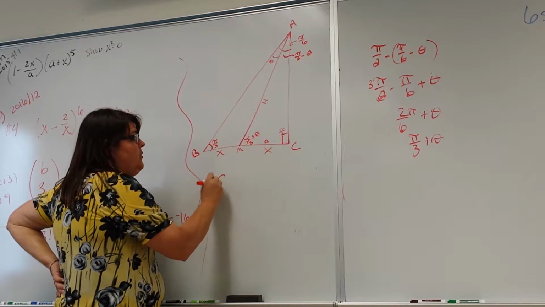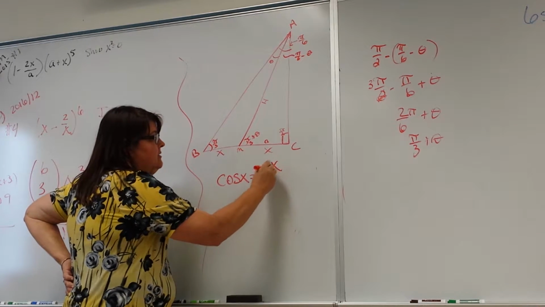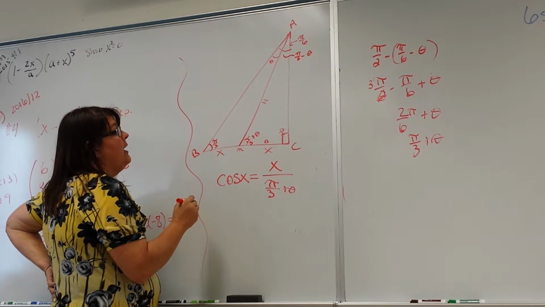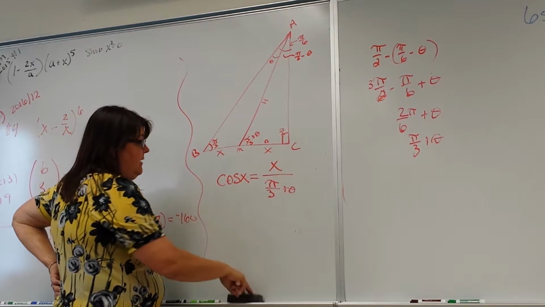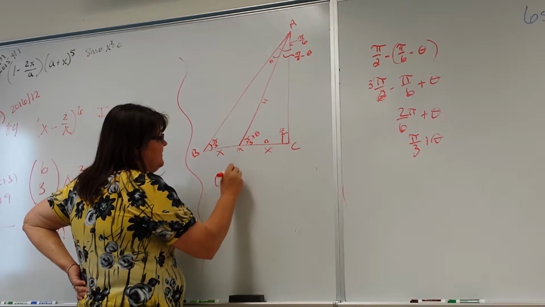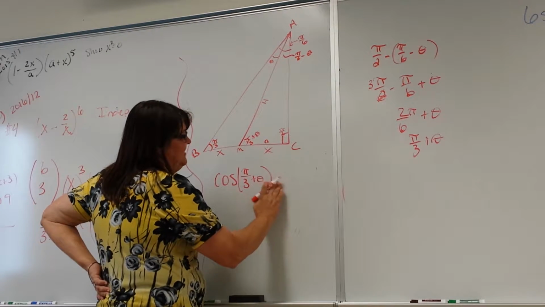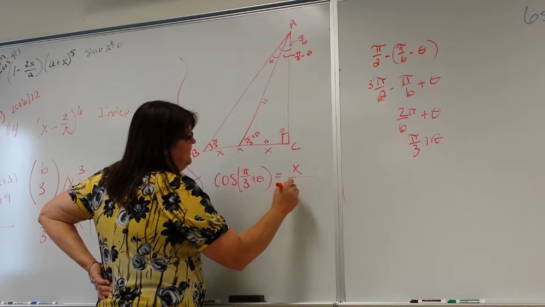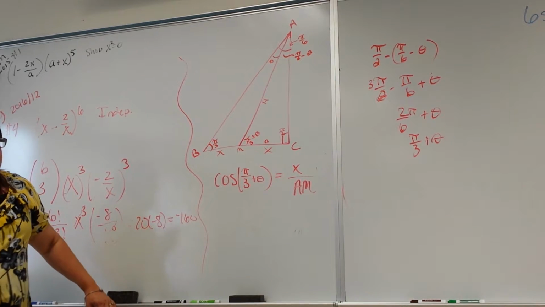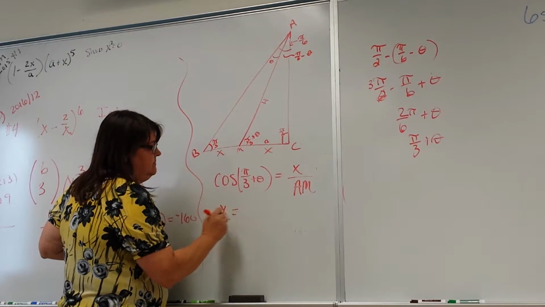So cosine of x is equal to adjacent over, why cosine of x? Shouldn't it be cosine of pi over 3 plus theta? Yeah. Is equal to adjacent x over AM. Even if you're making up another variable, don't use one that's already in there, please. It's x sub 2. And then solve for what we're solving for. So AM is equal to x over cosine of pi over 3 plus theta.